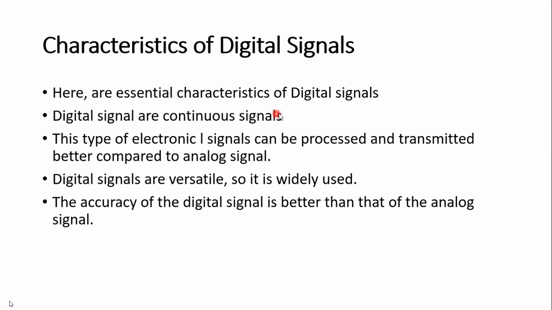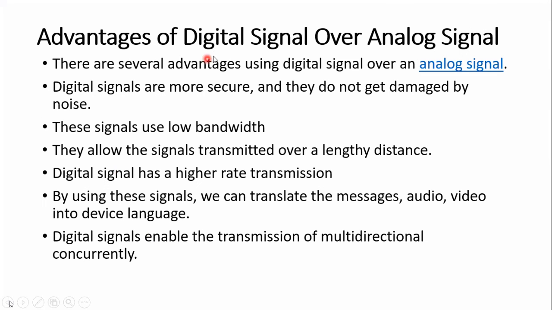Digital signals are continuous signals. This type of electronic signal can be reprocessed and transmitted better compared to analog signals. Digital signals are versatile, so they are widely used. The accuracy of digital signal is better than the analog signal. These are the advantages of digital signal over the analog signal. Okay, the comparison is over the analog signal. There are several advantages of using digital signal over analog signal.